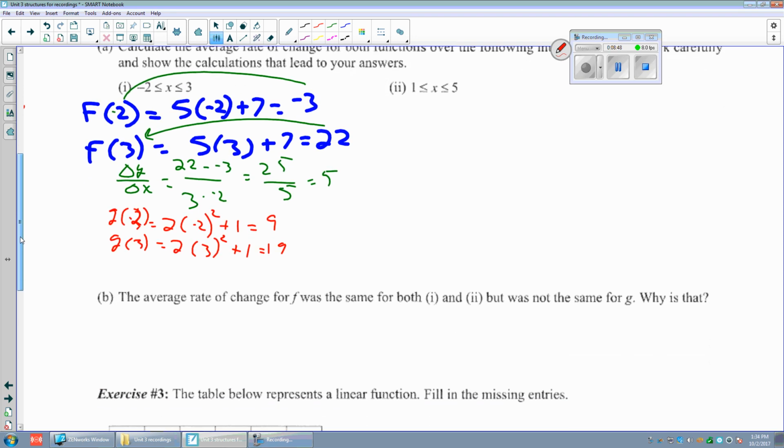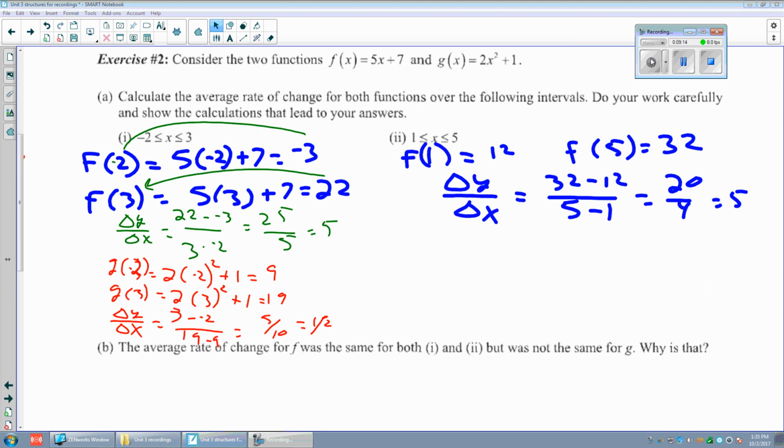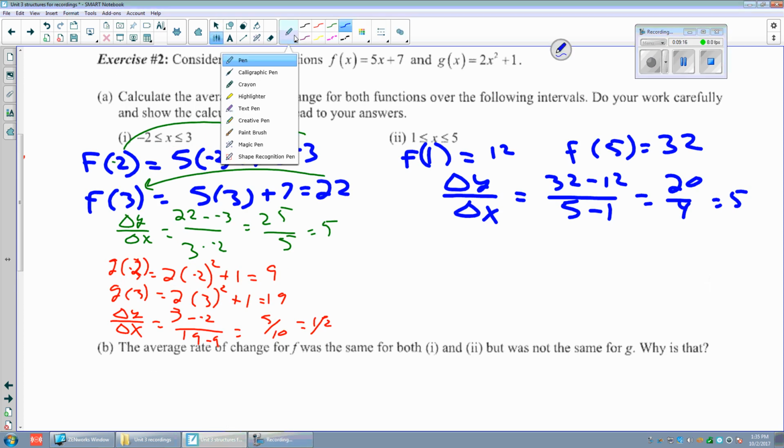Okay, now let's do the same thing for the quadratic. There they are. Now let's do delta y over delta x. The average rate of change, the slope between 2 points. 3 minus negative 2 over 19 minus 9. 5 over 10, which is 1/2. Again, it's extremely important when we do these.